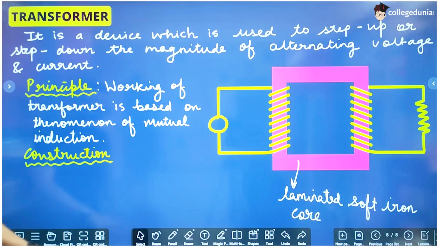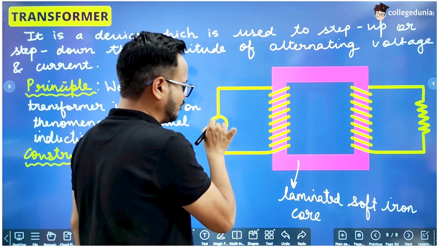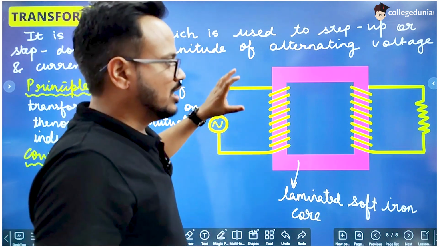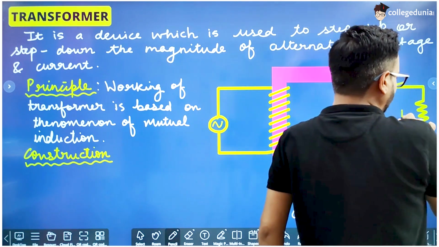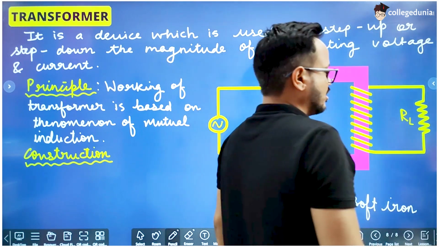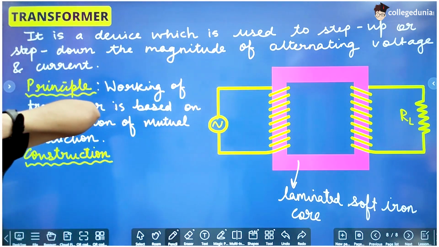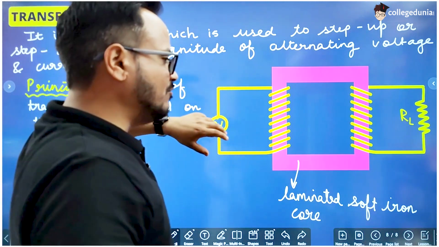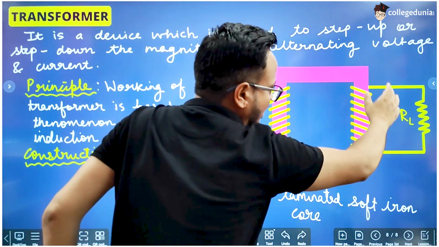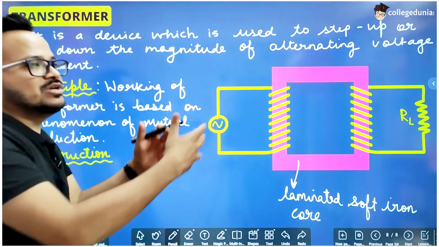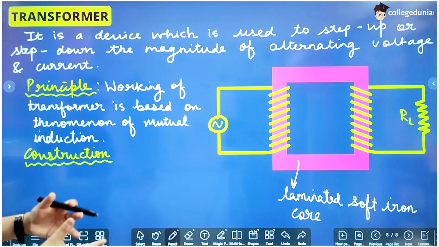Okay, and the AC, which is to be stepped up or stepped down, is connected to one of these coils, and after stepping up or stepping down, the voltage or current that we are going to get across a resistance, and that resistance is connected to the other coil, which is called the secondary coil, right? With the primary coil, we connect the input AC that we have to step up or step down, and with the secondary coil, we connect an output resistance across which we will get the output, that is the stepped up voltage or current, or stepped down, right?